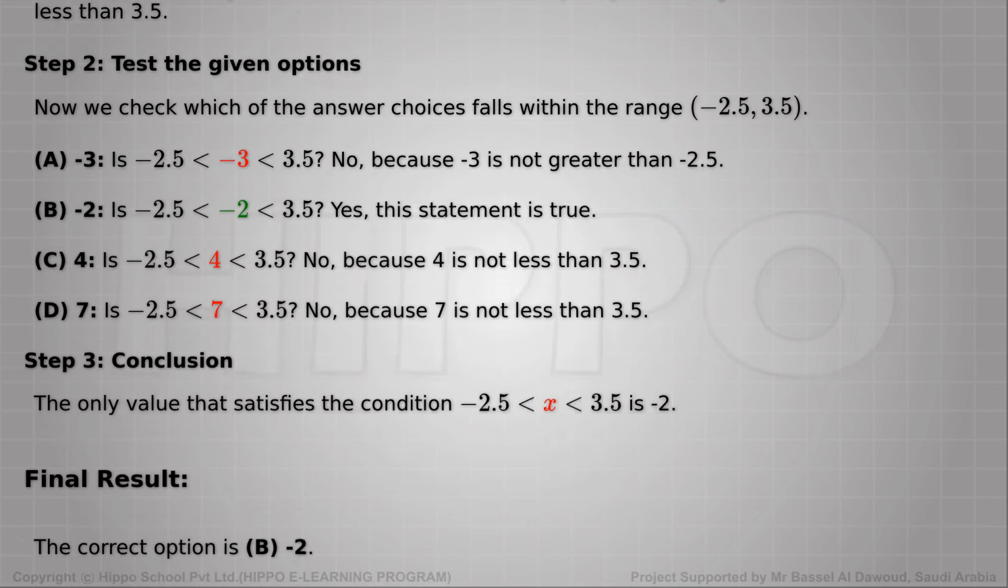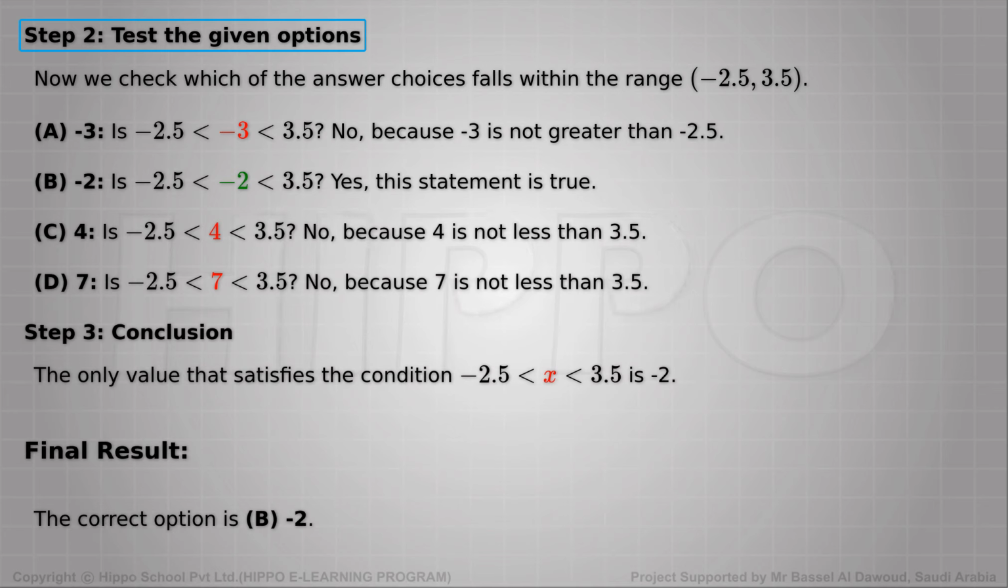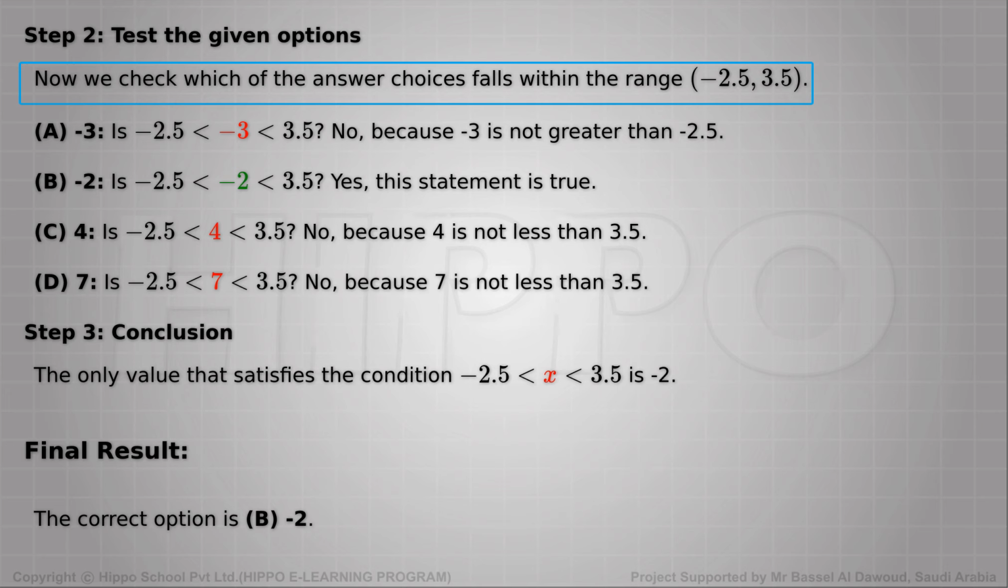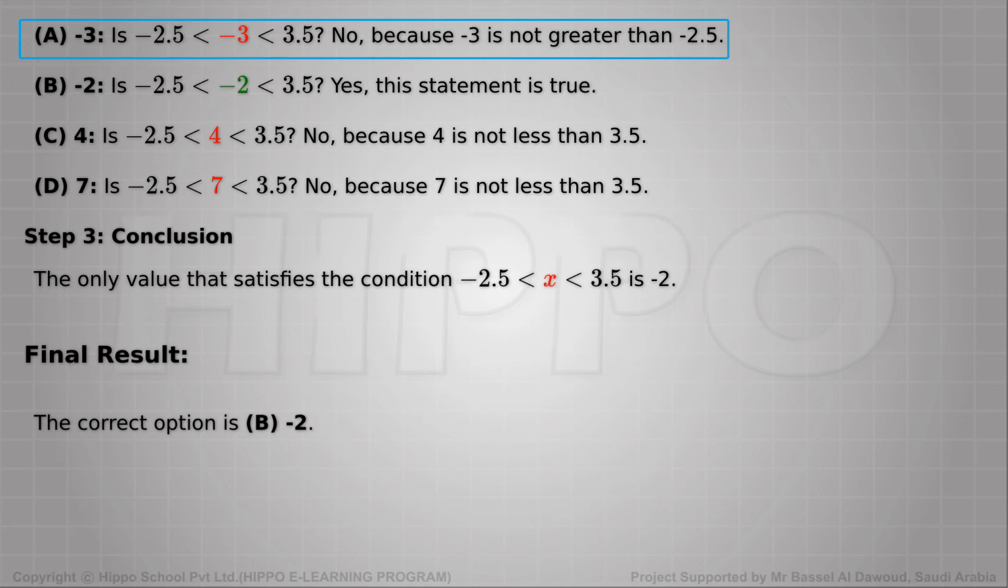Okay, moving on to step 2. We have our target range for x. Now, all we have to do is test each of the 4 options to see which one fits inside this range. Let's check option A, which is -3. Is -3 greater than -2.5? If you think about a number line, -3 is to the left of -2.5, so it's smaller. This means option A does not satisfy the condition.